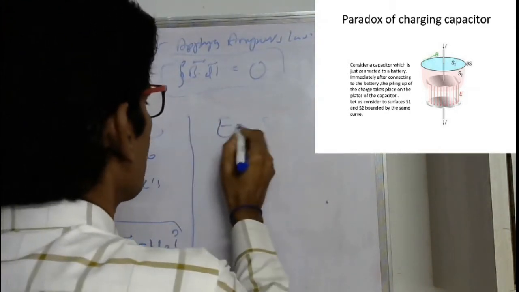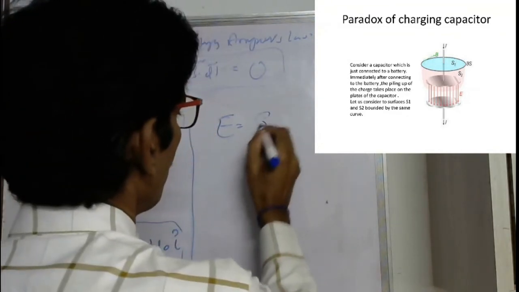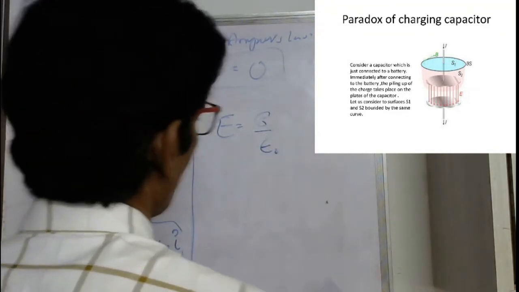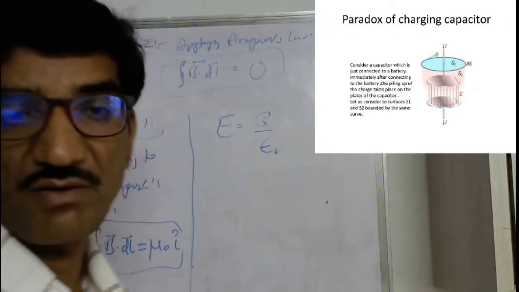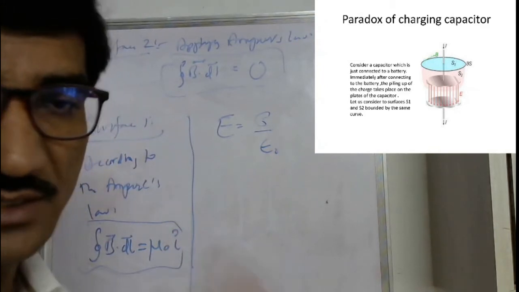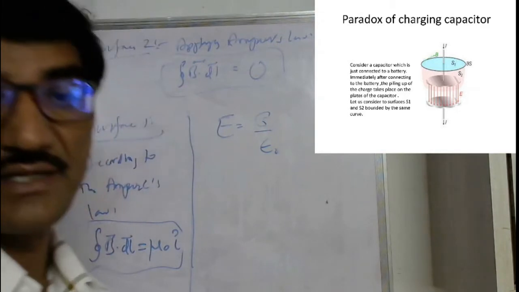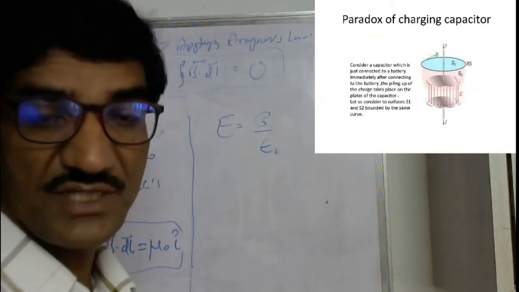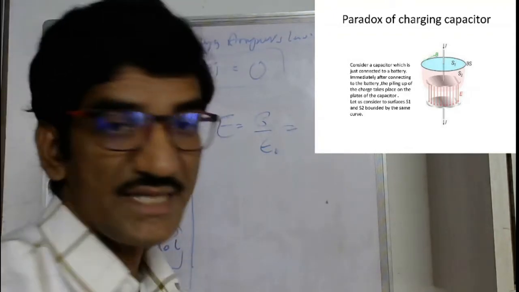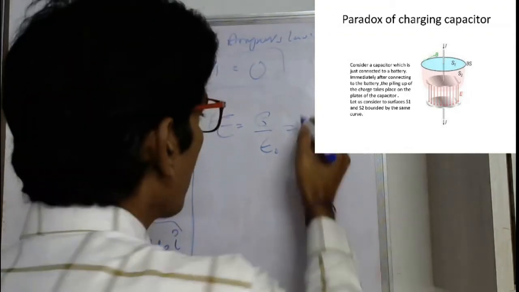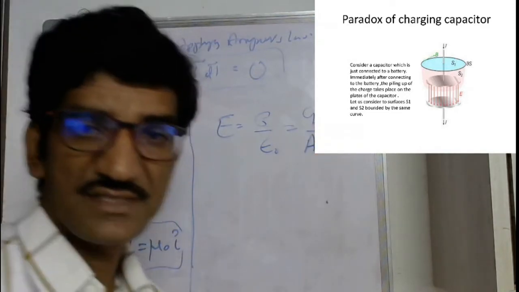Just now I wrote the expression of E in between the two plates. What is the formula for E inside the capacitor? Sigma by epsilon naught. We have two plates, so sigma by 2 epsilon naught plus sigma by 2 epsilon naught, we have sigma by epsilon naught. What is the definition of sigma? Q by A, if A is the plate area of the capacitor. I am writing epsilon naught as it is.